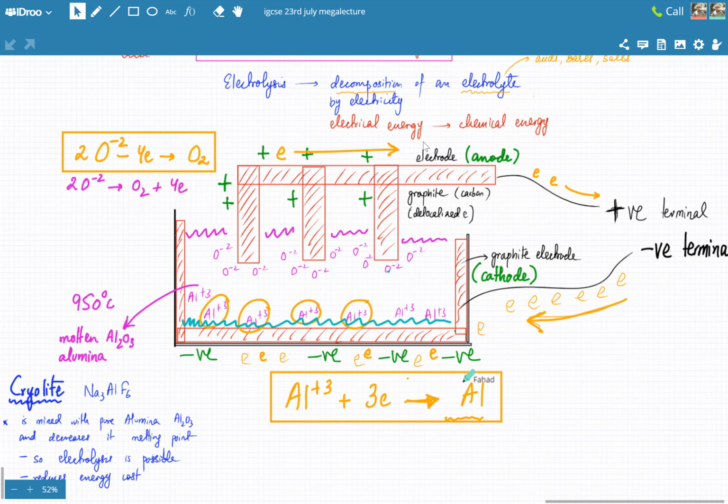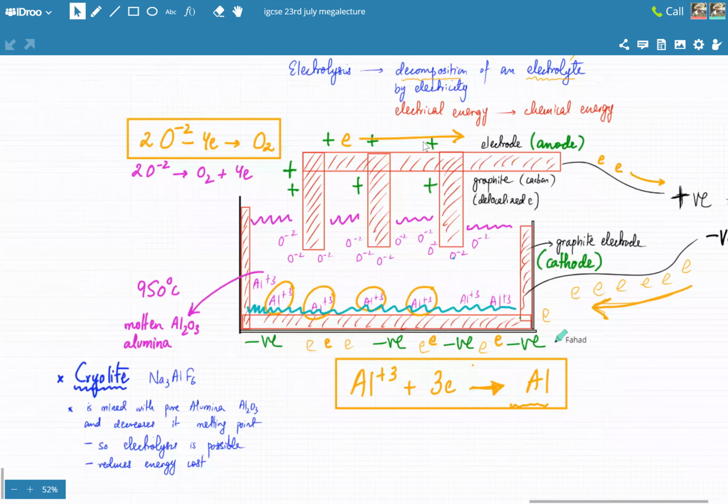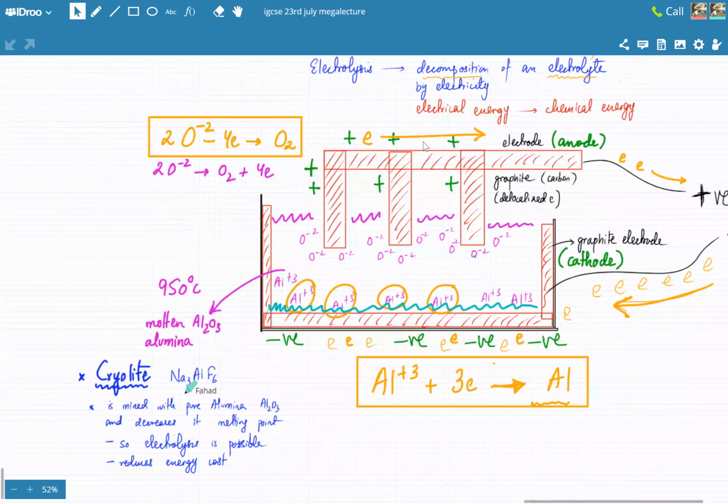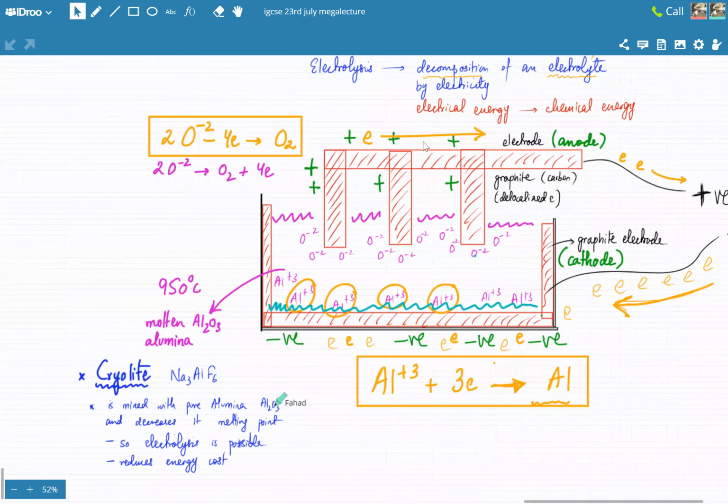Okay, so we are interested in this aluminium. Some other things that I mentioned were that cryolite is added in the mixture. Cryolite has only one purpose: it's mixed with aluminium oxide to decrease its melting point, it's kind of an impurity. The melting point of aluminium oxide is extremely high. Cryolite brings it down. It makes it easier to melt.